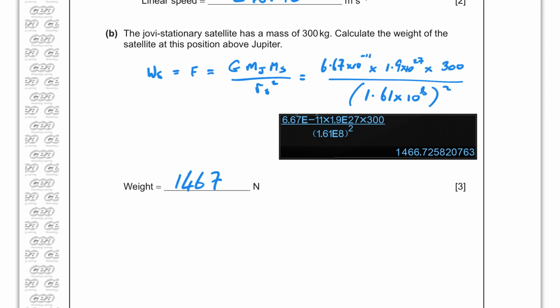Now the mark scheme suggests that you work out the field first and then do field strength times mass, but that seems ridiculously wasteful of time when you can go straight to the force from this equation. And the force of gravity on an object is its weight.